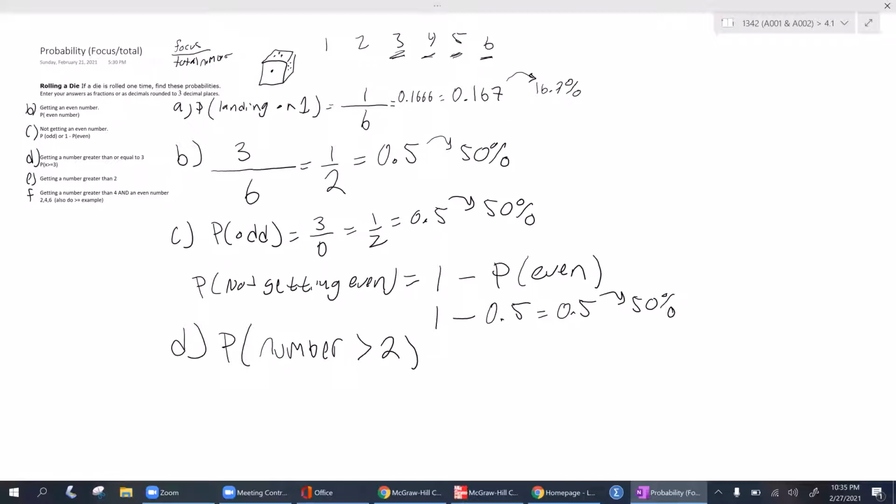Very nice. So this here is going to be 4 over 6. These are both divisible by 2, so this is going to be 2 over 3. If we were to plug this into our calculator, this is 0.667 rounded to 3 decimal places, or 66.7%.